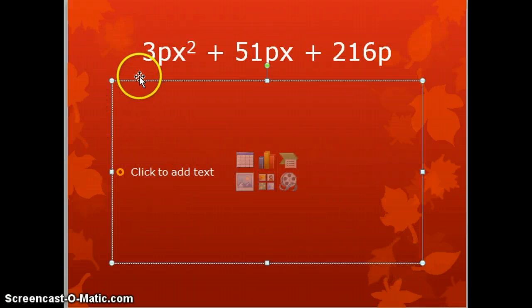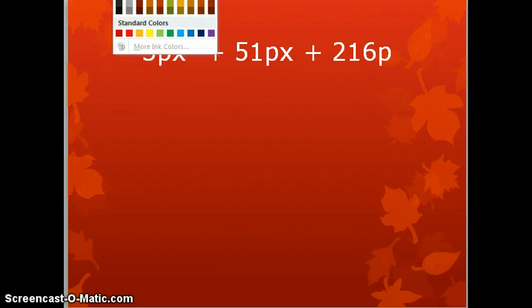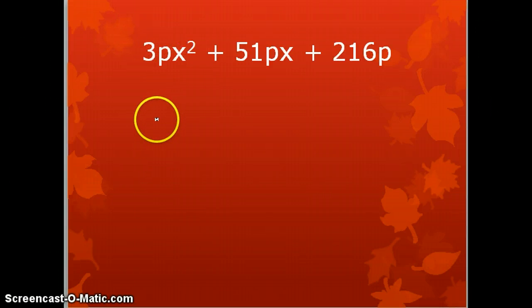All right, let's look at another example here. So I have 3px squared plus 51px plus 216. Now the first thing I noticed right off the bat is they all have one p in common. I'm going to get rid of that p. I'm going to say, hey, that's part of my greatest common factor. I don't know what else is, but for sure I'm going to get rid of that.